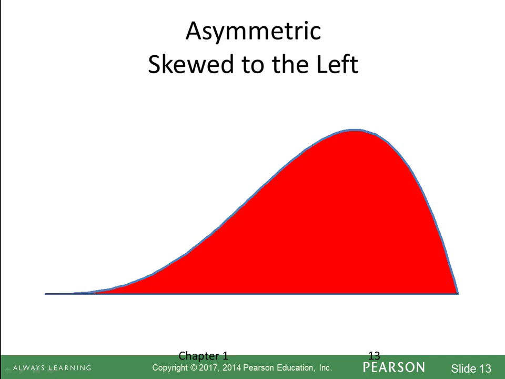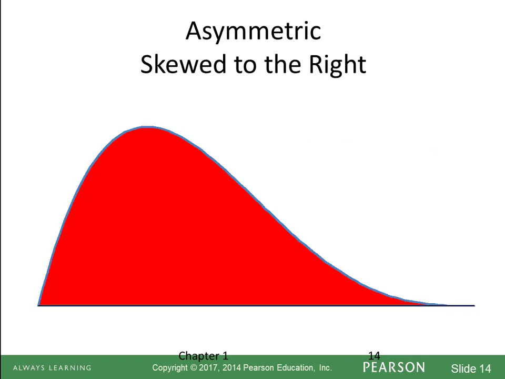The next type is asymmetric, skewed to the right. This might be something like a historical survey on the salaries of Major League Baseball players. There's a whole lot of baseball players that got paid very moderately, but as times go on, superstars get huge salaries, and there aren't very many of them, so that would be skewed to the right.